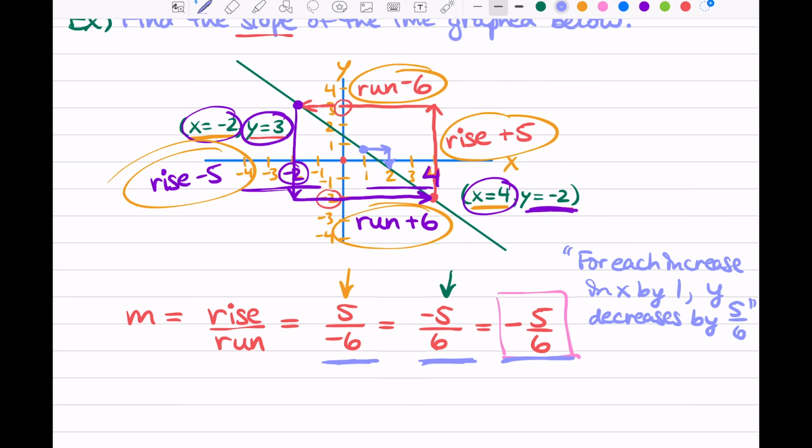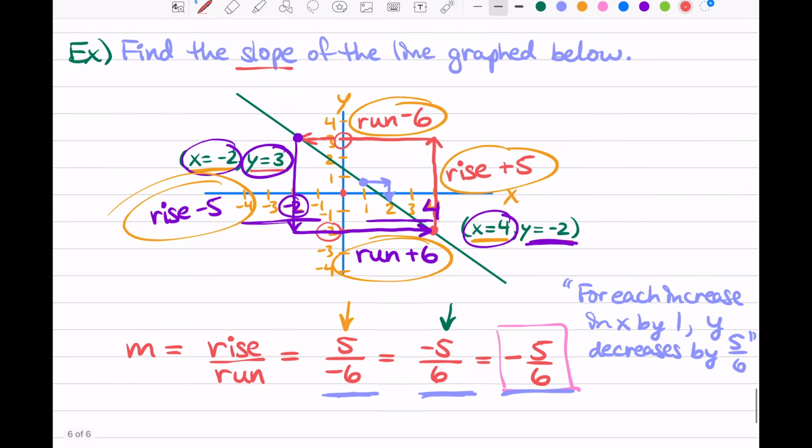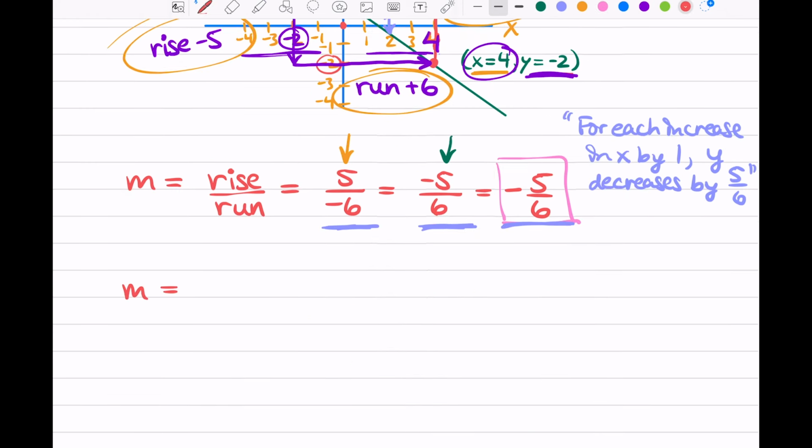And how about I ask you this? What if we just had these 2 points? What if they told us we had our x equals -2, y equals 3, and we had our point here, x equals 4, y equals -2. And what if we didn't have a graph? What if we couldn't visually rise and run? What could you do? We know that our slope equals rise over run.